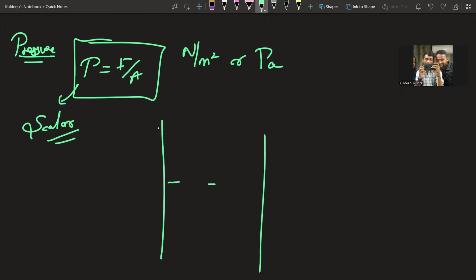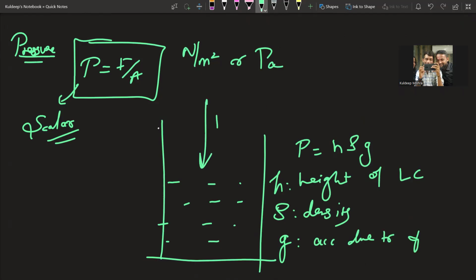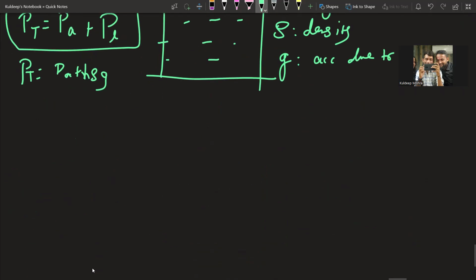And whenever there is a liquid column and you want to find the pressure on the base, so pressure by liquid column is h rho g, where h is the height of the liquid column, rho is the density of liquid, and g is acceleration due to gravity. And always add the atmospheric pressure. Whenever they ask total pressure, it will be atmospheric pressure plus the pressure due to the liquid column. Okay. So total pressure will be atmospheric pressure plus h rho g, rho g h, whatever you call it. Okay.